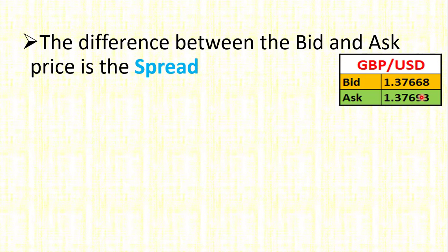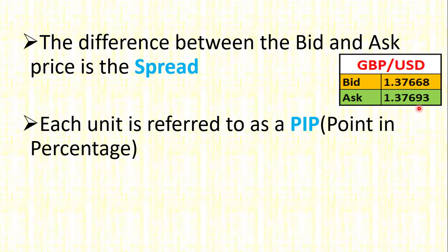So again here, looking at the 4th decimal, the change is 3 units. And a unit is referred to as a pip, a point in percentage. So you can say the spread for this specific pair which we have highlighted here is 3 pips. So a pip denotes that price unit. And a pip will be used again to determine any gains or losses during a trading session.